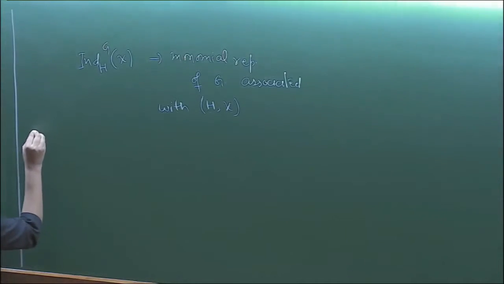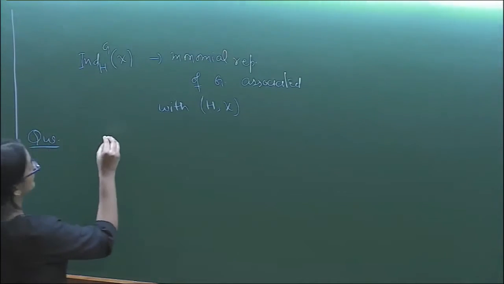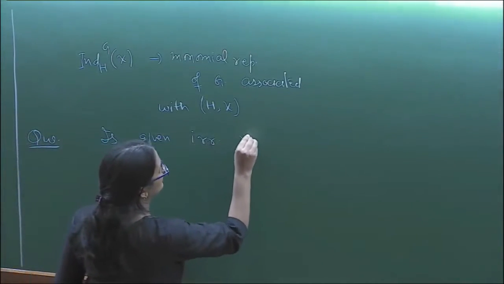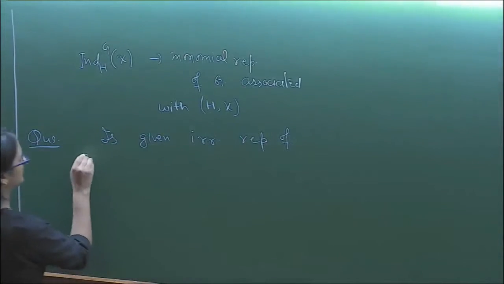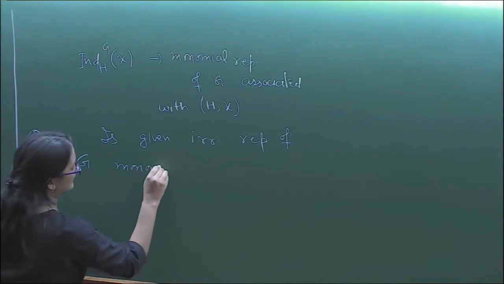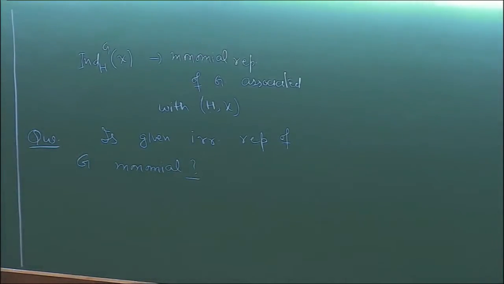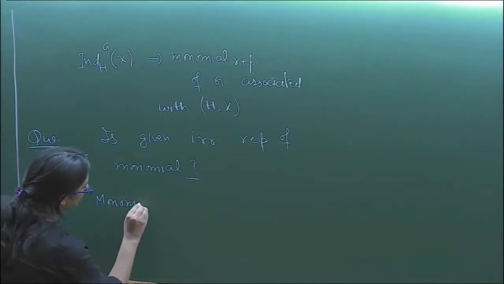So the question that I'm interested in is: given an irreducible representation, is it monomial? I start with an irreducible representation, and I want to know whether it is a monomial representation or not. And the next question, which is itself also interesting, is: is there any group such that all its irreducible representations are monomial? Such groups are called monomial groups.